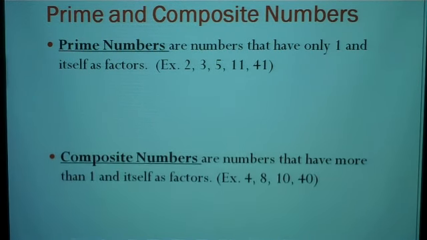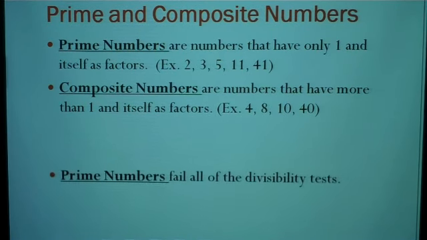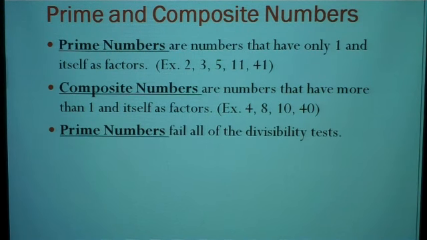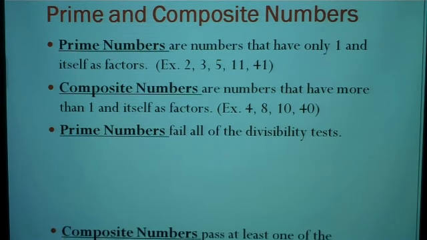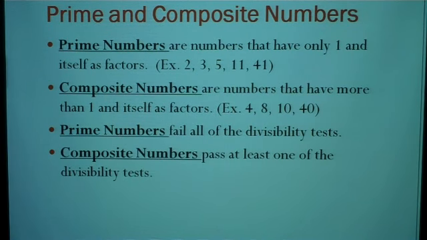Composite numbers are numbers that have more than 1 and itself as factors. Examples: 4, 8, 10, and 40. Prime numbers fail all of the divisibility tests, whereas composite numbers pass at least one of the divisibility tests. So as we do the factor trees, we're going to talk about the difference between prime and composite numbers.